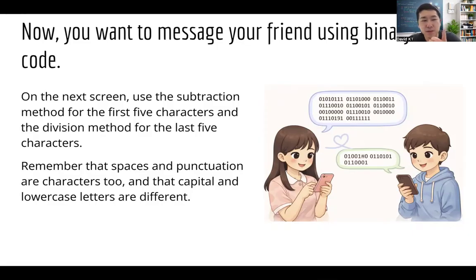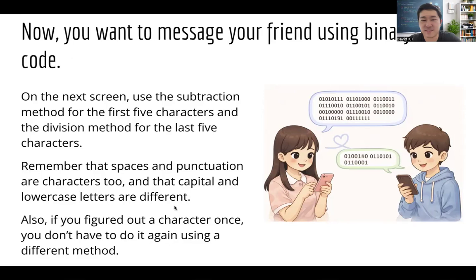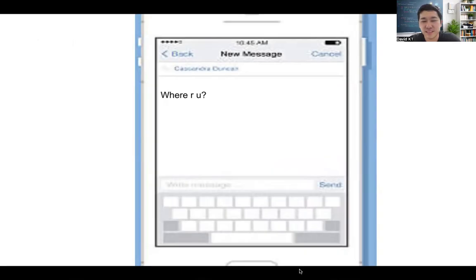And remember that capital and lowercase letters are different. Also remember, if you figured out one character one time, you don't need to figure it out again. It's the same binary code. So imagine you want to send a friend this message. Where are you? Remember that the space and the question mark are also characters. How do you do this?